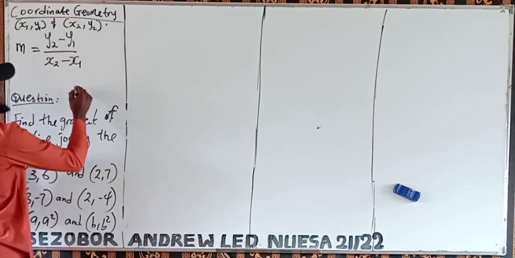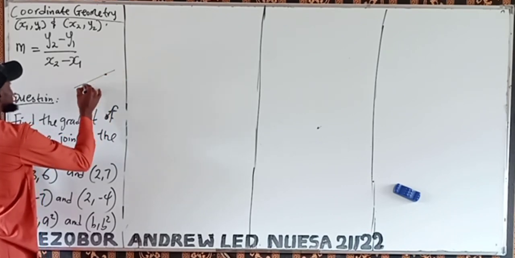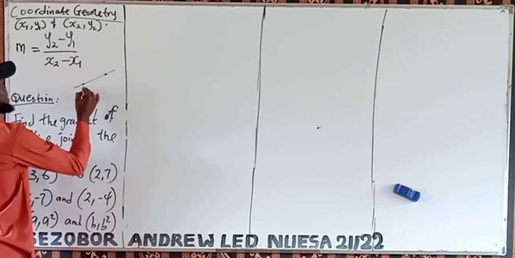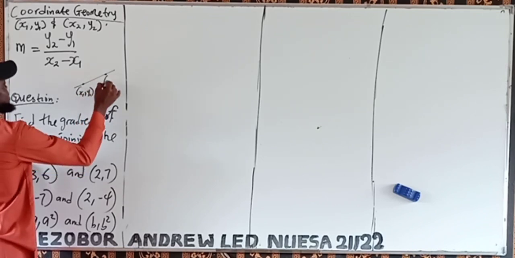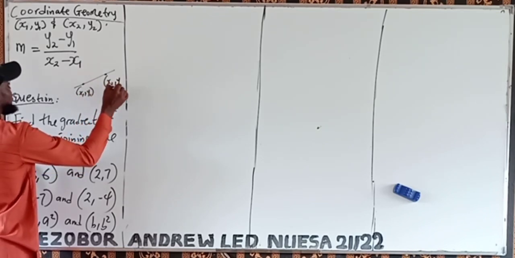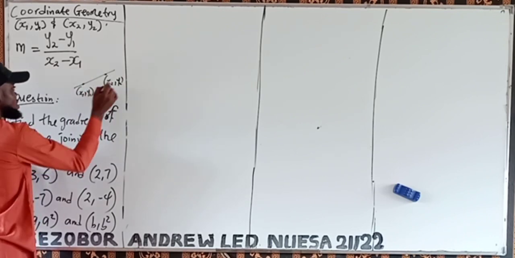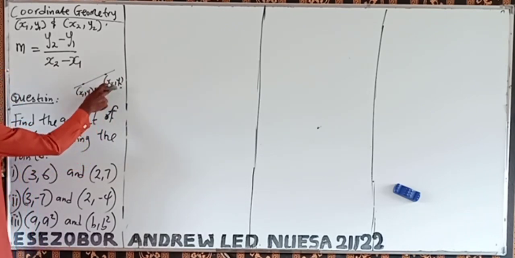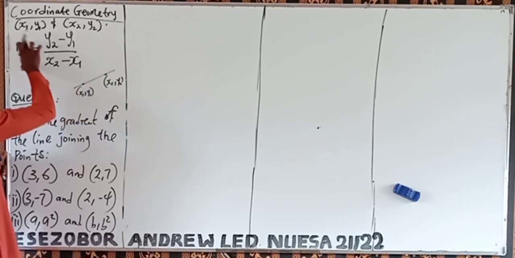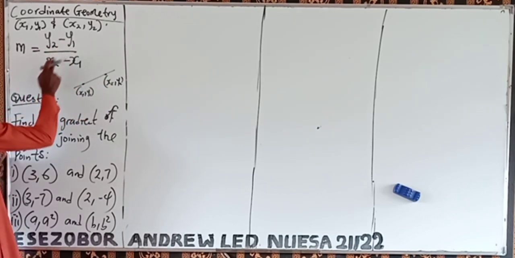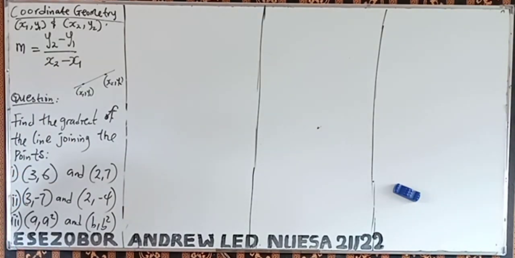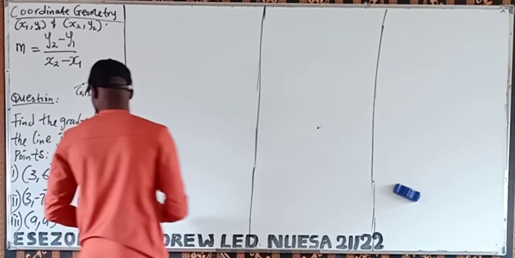That's how to get the gradient of that line joining this point and this point. Let's say we have a straight line and you know 2 points on it. This one is x1, y1, and this other point is x2, comma y2. If I want to get the gradient of this line between these 2 points, I just follow this equation. The gradient will be equal to y2 minus y1 divided by x2 minus x1.